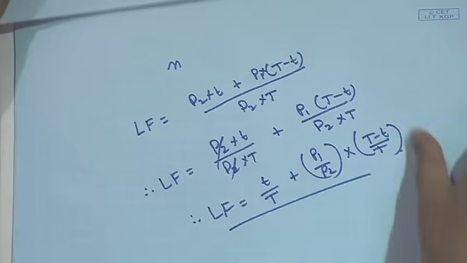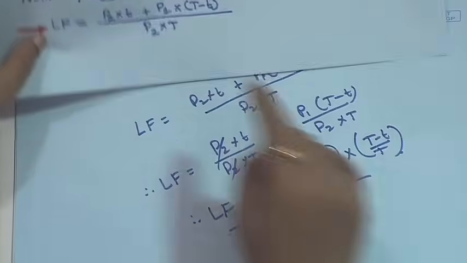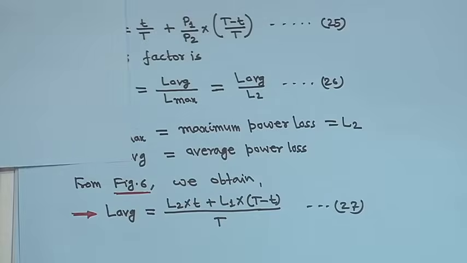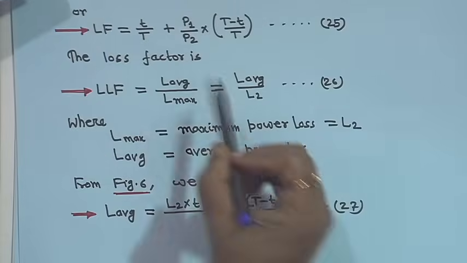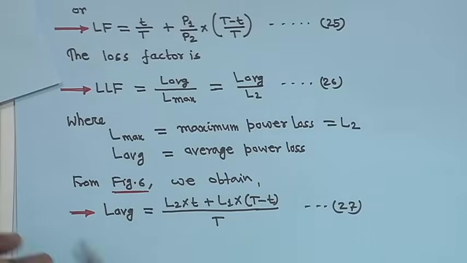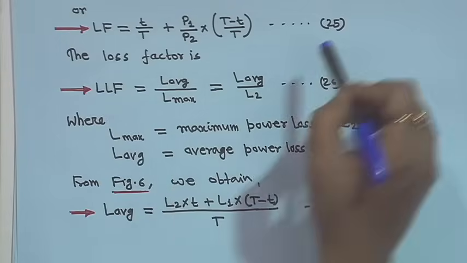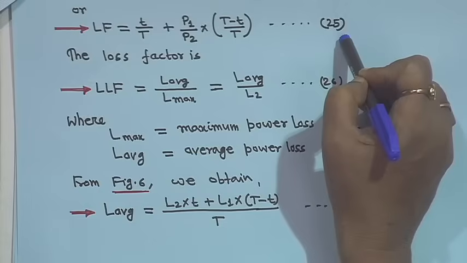So, here we are writing LF is equal to, whatever I wrote, small t by capital T plus P1 upon P2 into T minus t upon T. This is equation 25.